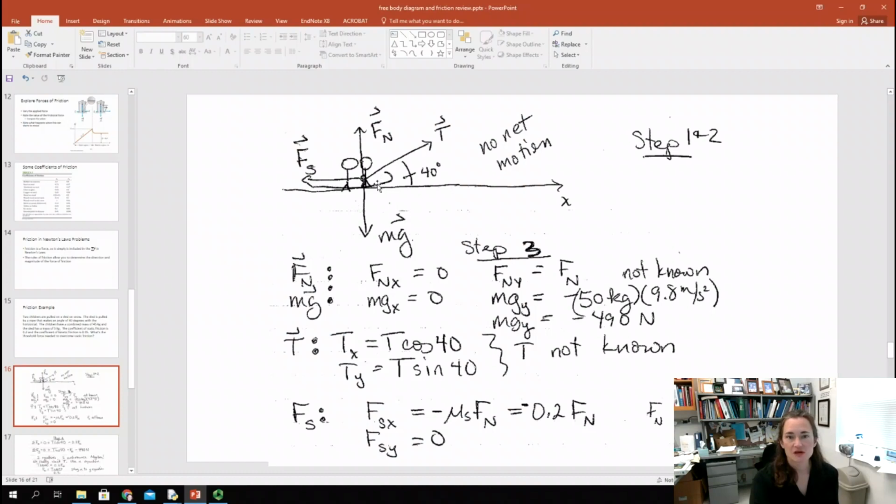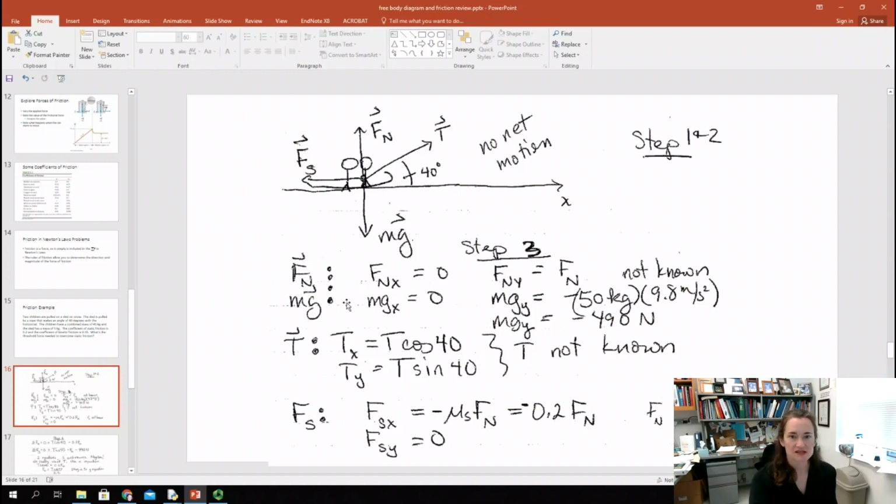And then I would have some rope, and the rope I'll call a tension T, and that's going to be at an angle of 40 degrees with respect to the horizontal as it's said in the problem. So there's all my forces. Now, if there's static friction, then there's no net motion. So I indicated that on my drawing just to make sure that I emphasize that point.